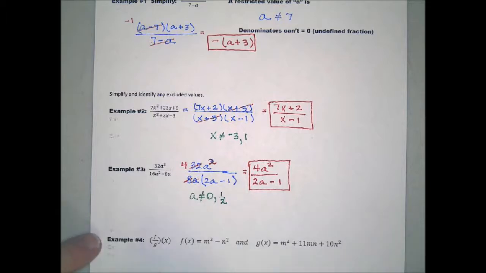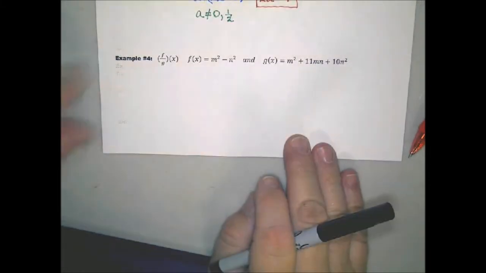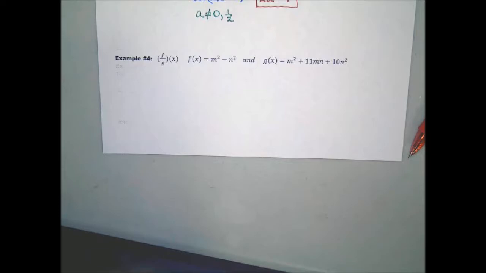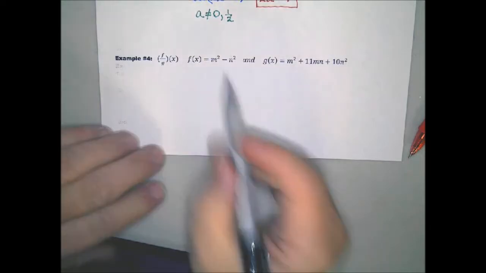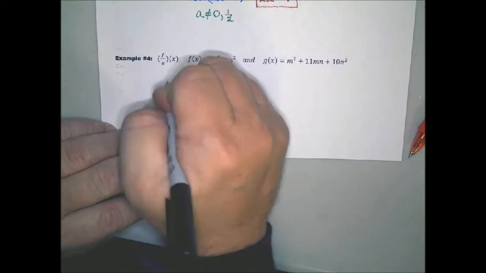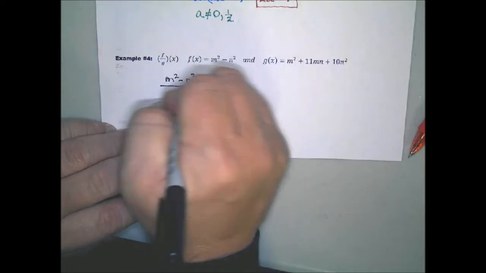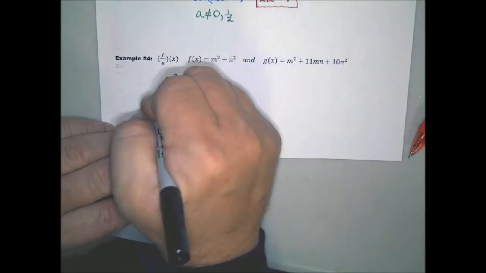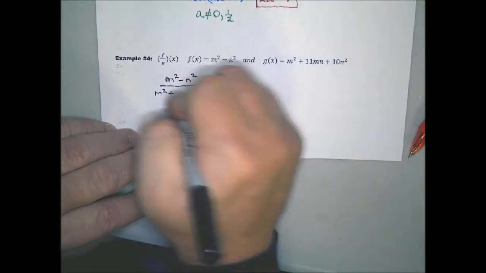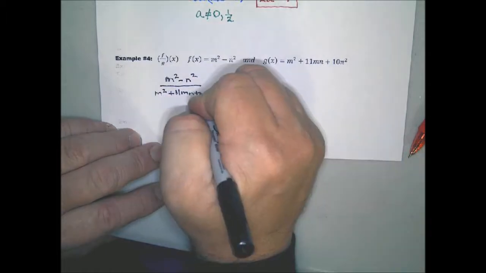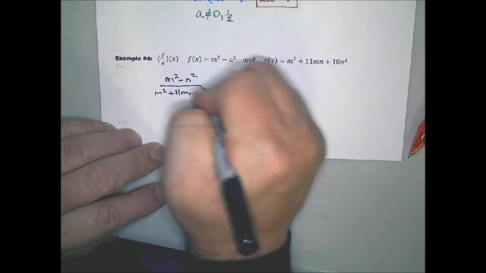Okay, our last example for right now is example number 4, which is in function notation. We have defined an f of x function, and we've defined a g of x function, and we're doing some division. So f of x over g of x. So we've got m squared minus n squared over m squared plus 11mn plus 10n squared.